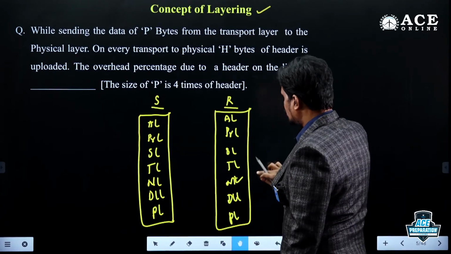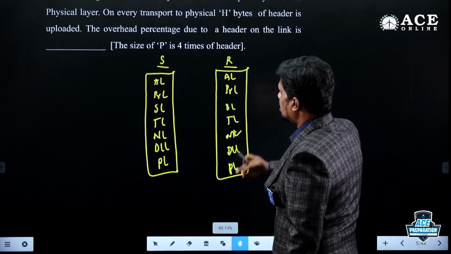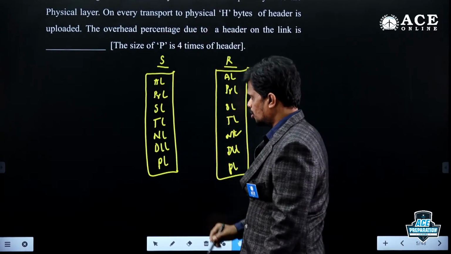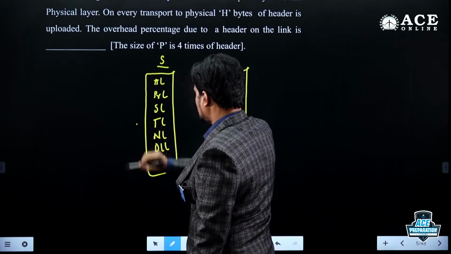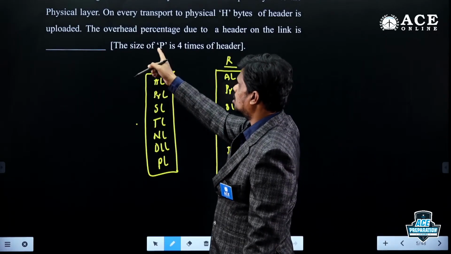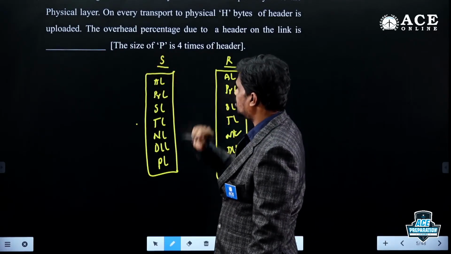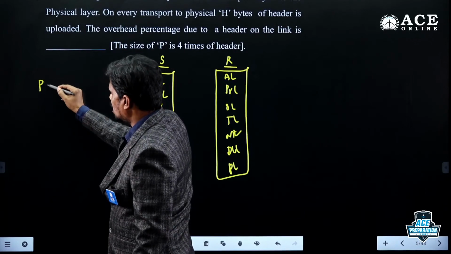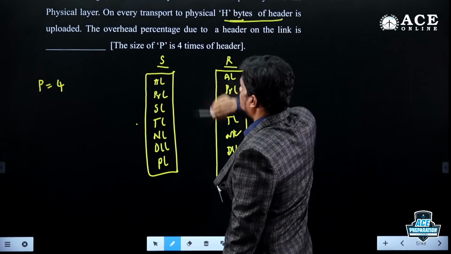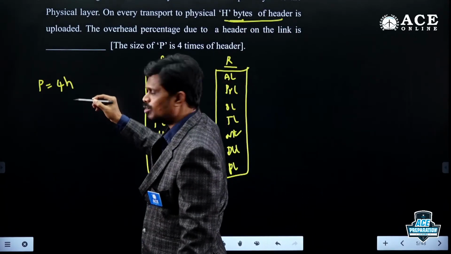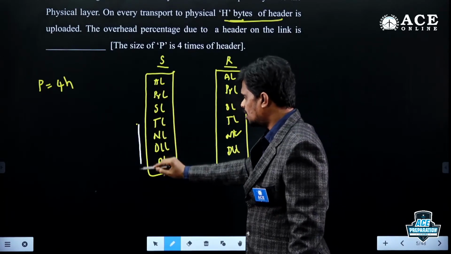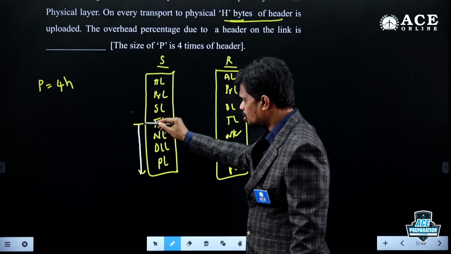Now look at what the question is. It is saying that from the transport layer to the physical layer, the message is traveling, let's suppose. So what is the message size mentioned? The size of P is 4 times the header. How much length of header are we appending? H bytes of header we are appending, right? So the P value is 4 into H. And how many layers is it traveling? 4 layers. It says from the transport layer to the physical layer.